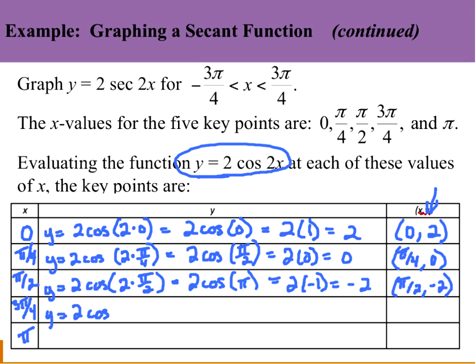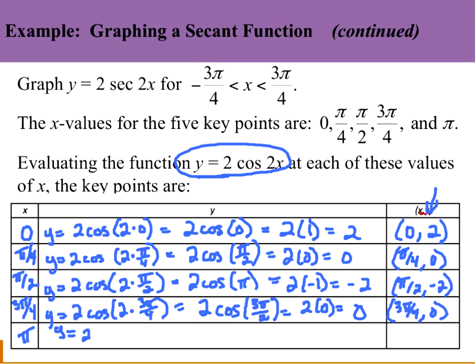Y equals 2 times the cosine of 2 times 3 pi over 4, which is 2 times the cosine of, let's see, that's 6 pi over 4, which is 3 pi over 2. And the cosine of 3 pi over 2 is 0. So we have the point 3 pi over 4, 0.